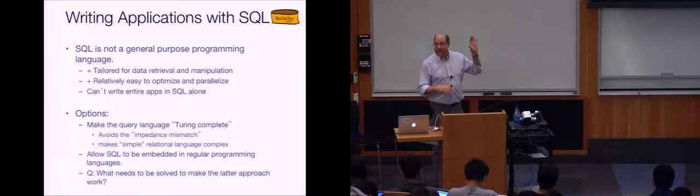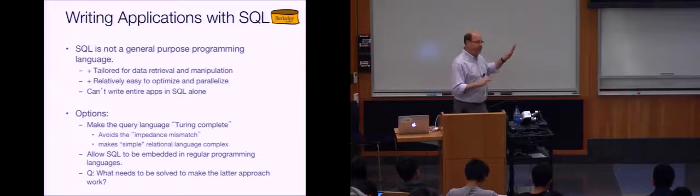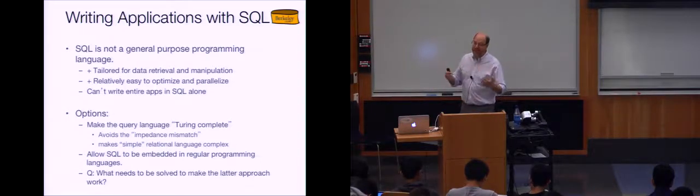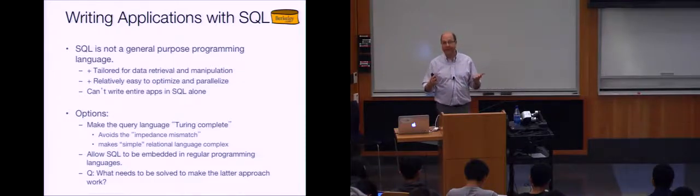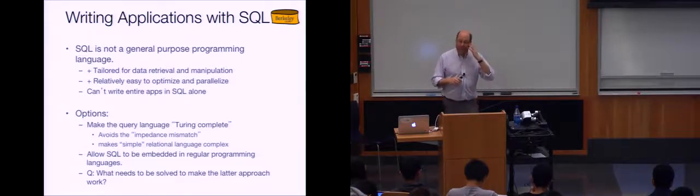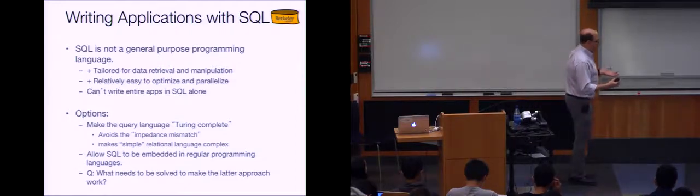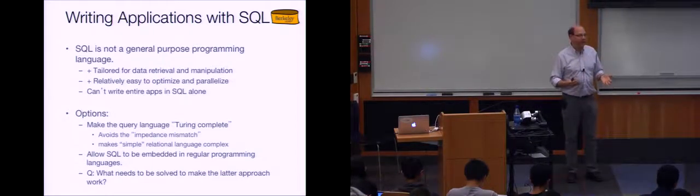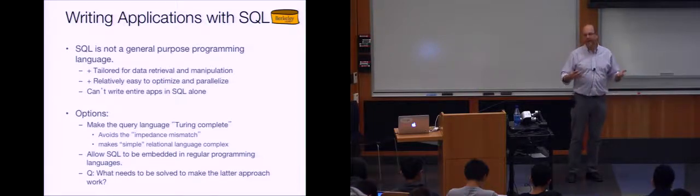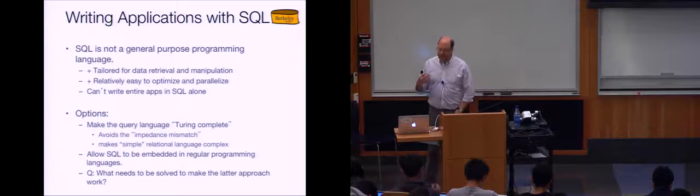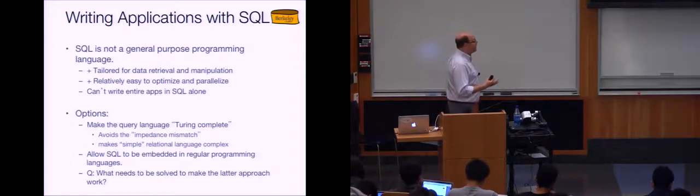Okay? So it's simple, it's restricted, which lets us optimize it and make it run fast. But that means it's kind of limited in what you can do. So the question is, sure, you want to write queries to your database, but what you really want to do is build applications, richer programs. And so how do you do that? The answer is people have tried different things.